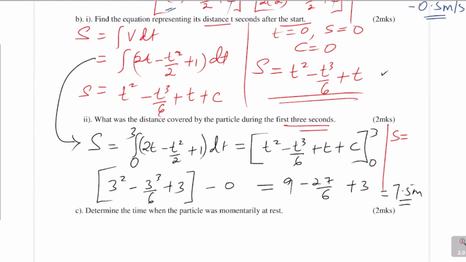Alternatively, because you're getting the distance, you can take s equals, you simply go from 0 to 3 seconds, that is the first 3 seconds. So you just take t squared, substitute t with 3, 3 squared minus 3 cubed, 27 divided by 6, plus 3, which will still give you 7.5 meters.